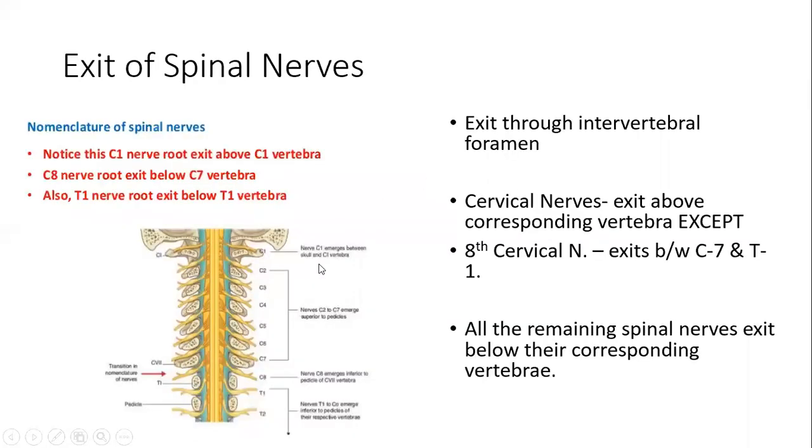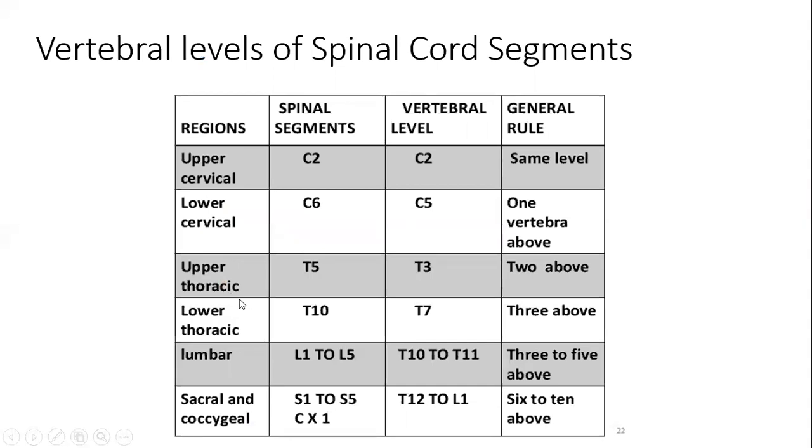now, why do you have to know the level of these spinal segments in relation to their vertebral column levels? Because of their clinical importance. Why? Because you may receive a patient with vertebral column injury. So, by looking at the level of the vertebral column injury, you should be able to assess the injury or disease that may involve the spinal cord segment in relation to the vertebral column level injury.